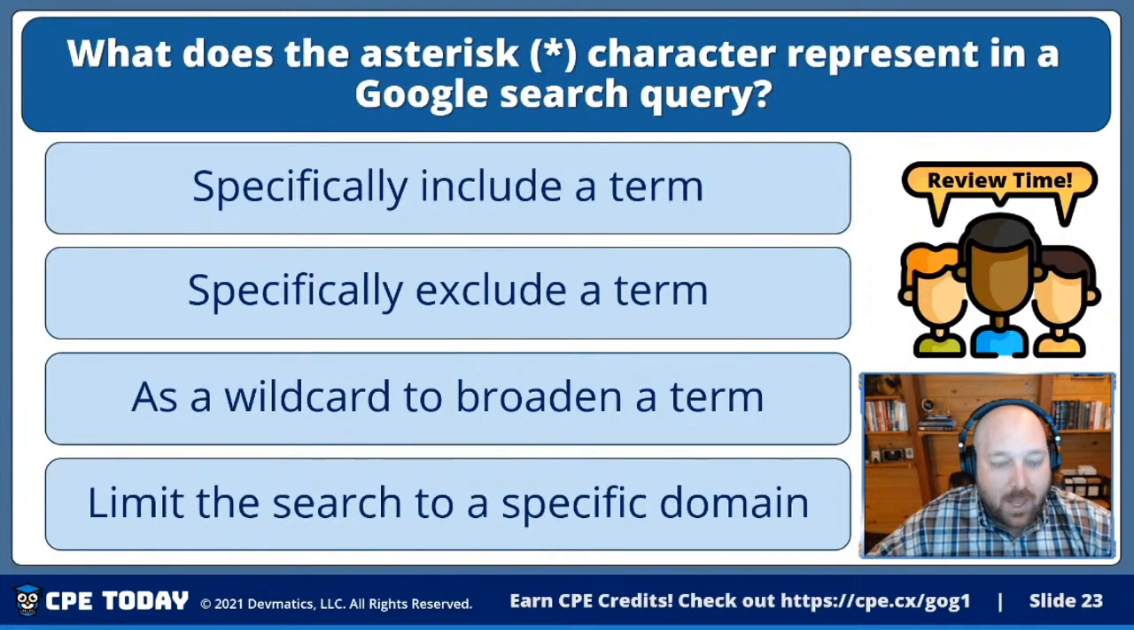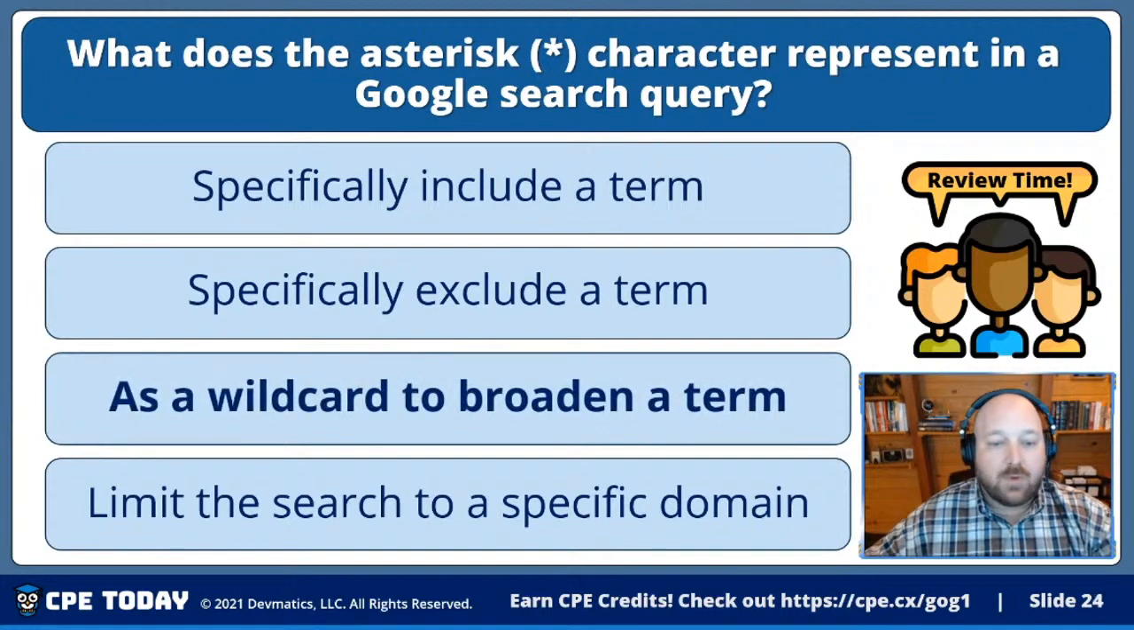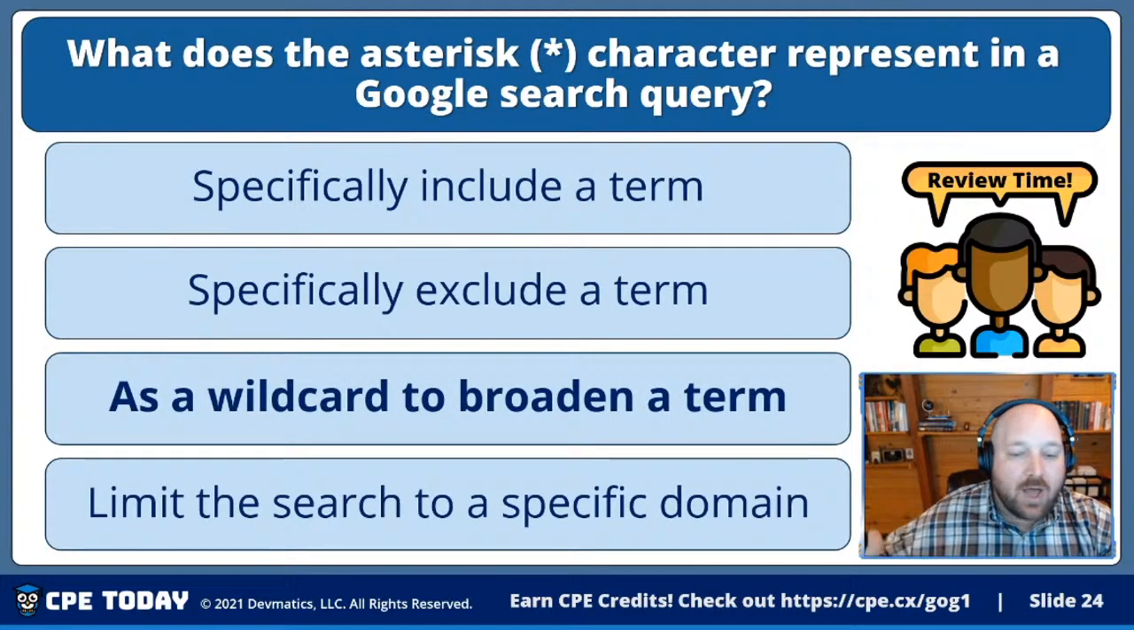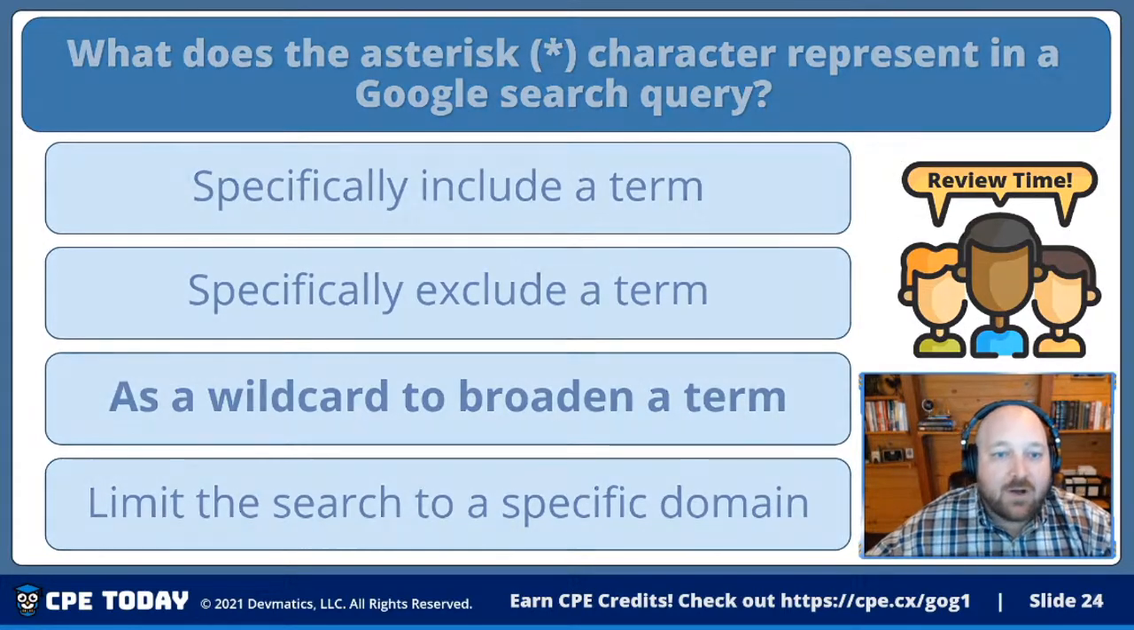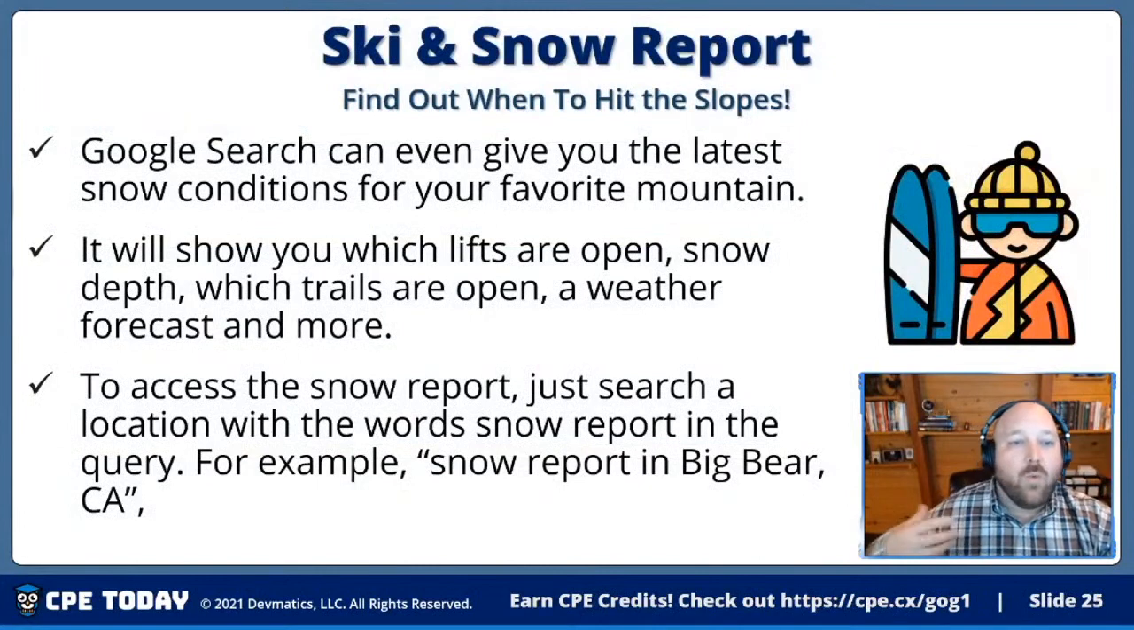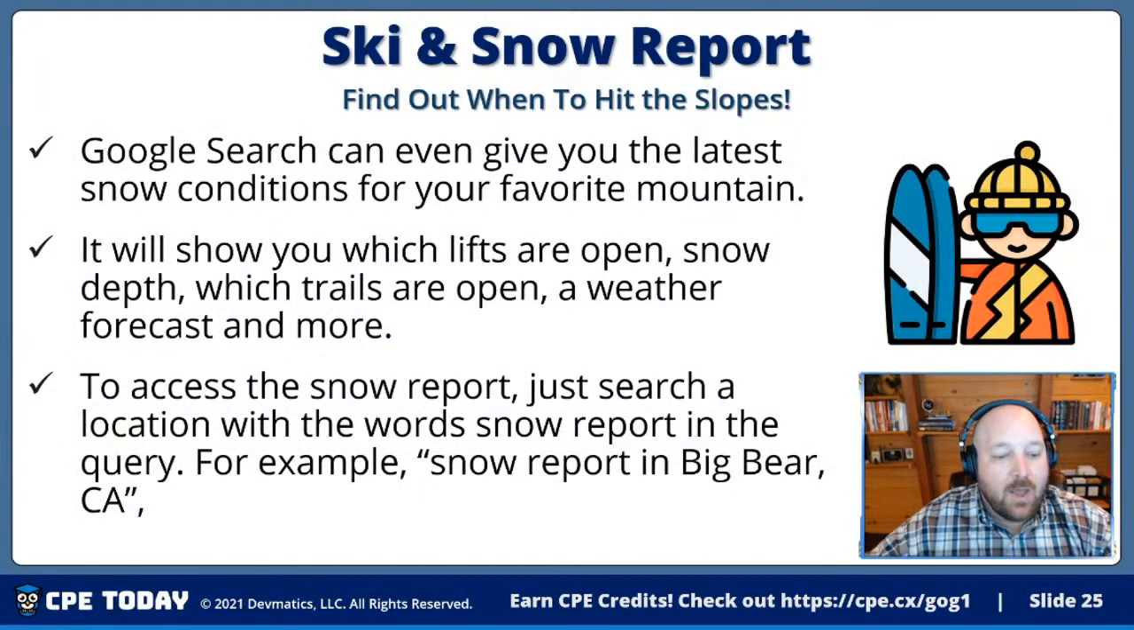Is it a wildcard to broaden a term? Yes, that is when we would want to use a wildcard and use that asterisk. Is it to limit the search to a specific domain? No, we would use the site operator to do that. So those are some different ways that we can use that wildcard. And so wildcard is great when we want to add some ambiguity, some broadness to a specific term that we are looking to use.